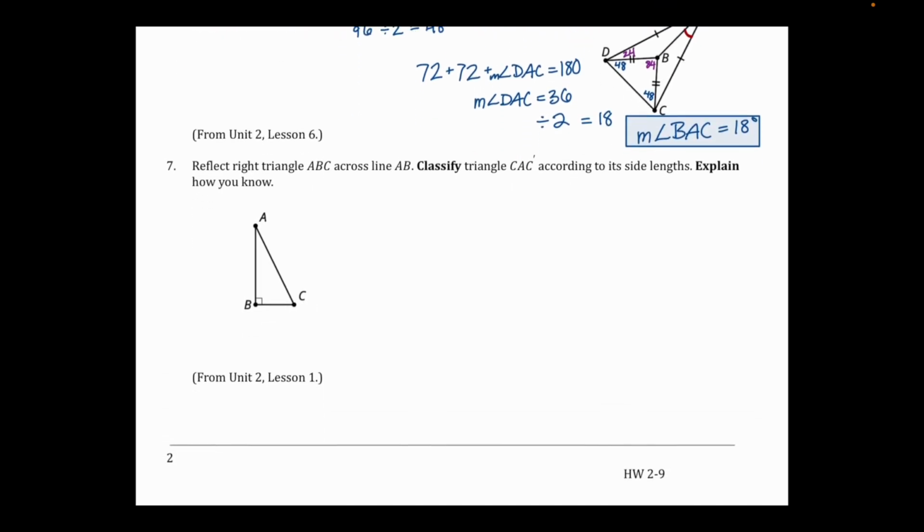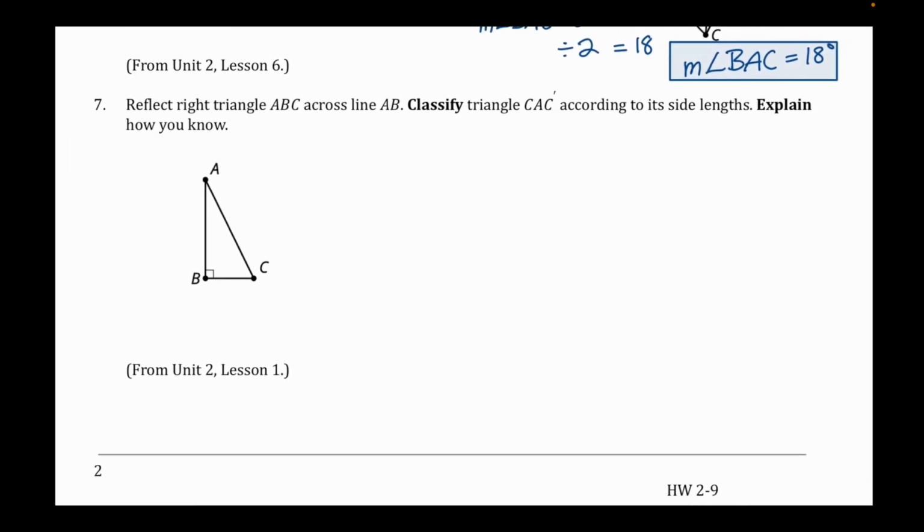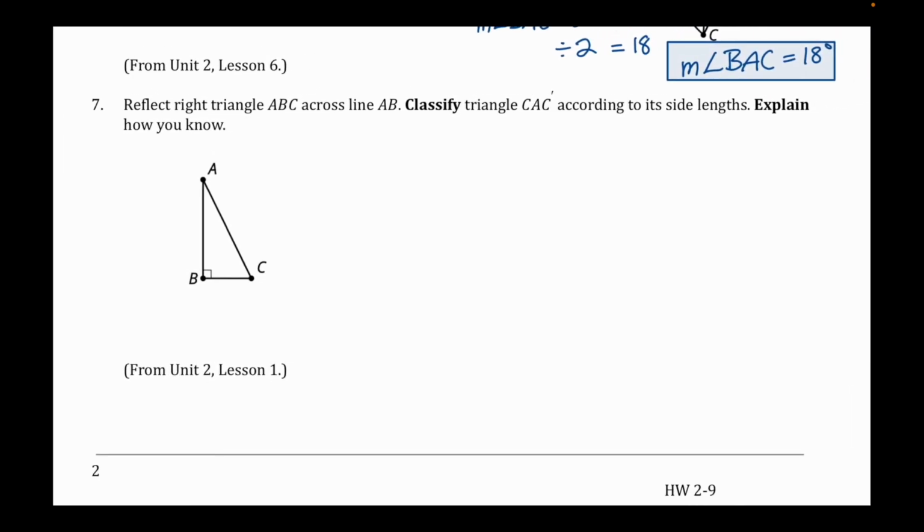All right, question 7. Okay, reflect, oh, I zoomed in a little too much. Reflect right triangle ABC across line AB. Classify triangle CAC prime according to its side lengths and explain how you know.